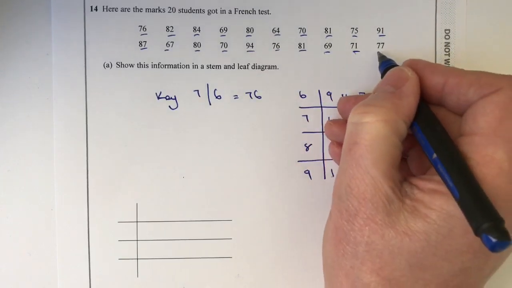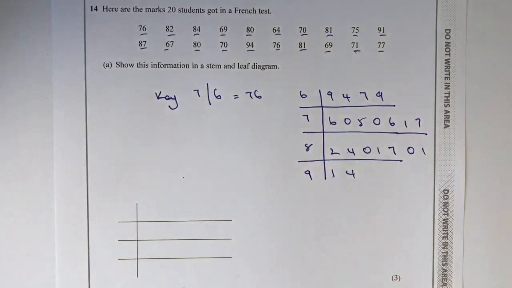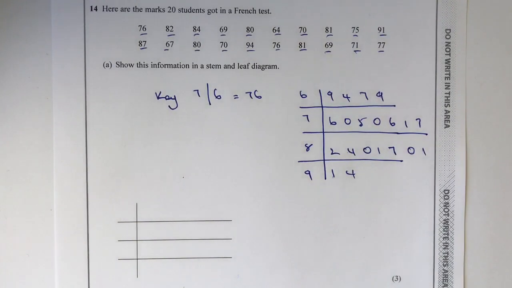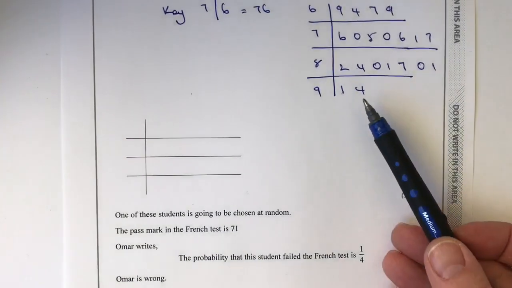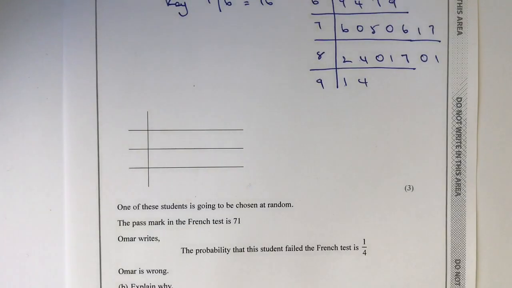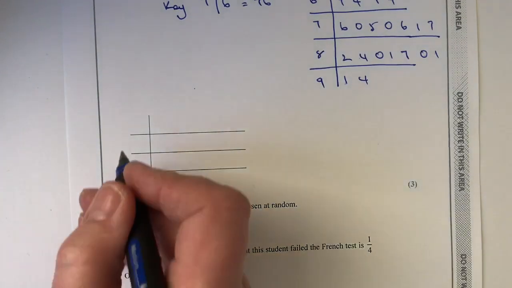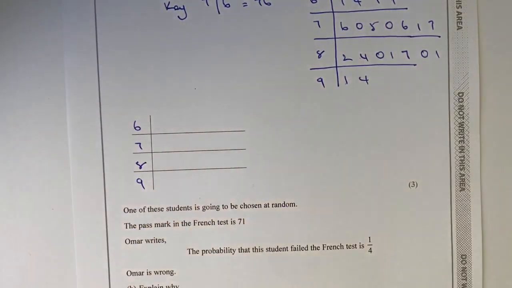Okay, so we're pretty much finished. You can see here that I've got all the numbers, but they're not in any particular order. So all I'm going to do is duplicate this information and put it down here. I've already written the key, so I'm going to leave the key as it is, but I'm going to write 6, 7, 8, and 9 again.